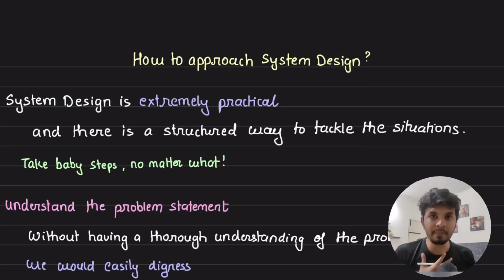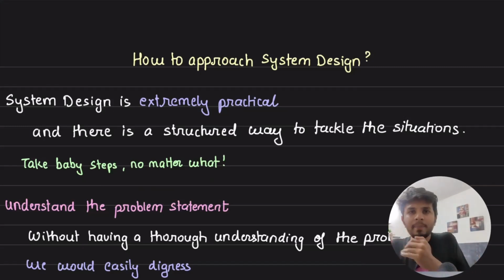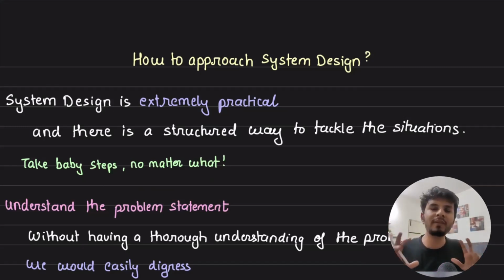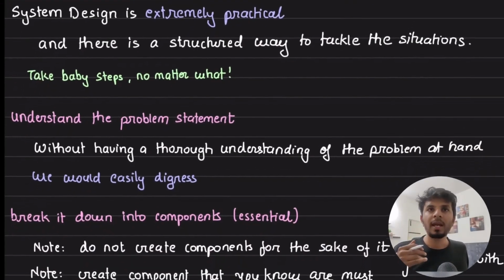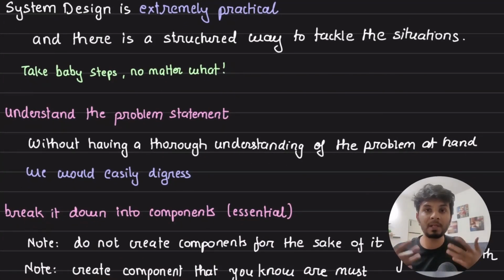The way I put it is, take baby steps no matter what. No matter what you have at hand, take really small baby steps, go one step at a time, and eventually you'll build a very good system. There are 4 or 5 steps that I follow, and this is how I recommend people approach system design. First of all, understand the problem statement.